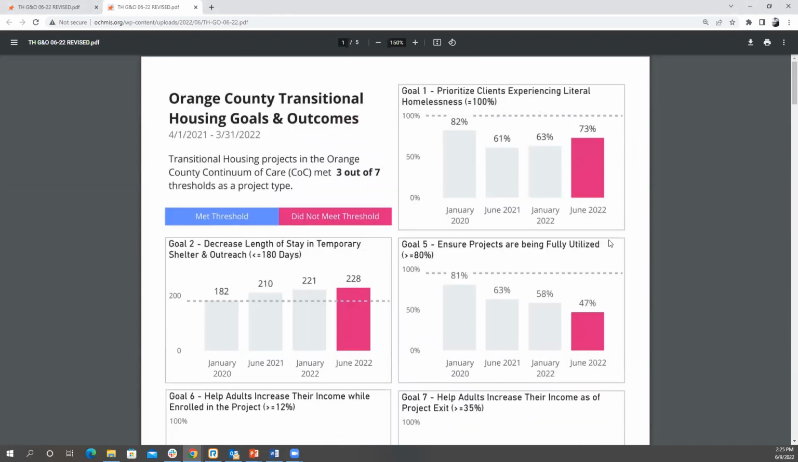So as a reminder, for those that are participating in the COC NOFO, we talked about permanent supportive housing projects in April. We talked about rapid rehousing in May, and we talked about transitional housing this time. The COC ad hoc will be looking at all of the measures that we have for these project types, and we'll be determining which ones they want to include in the NOFO ranking. But the data from these last 3 reports are what will be used.